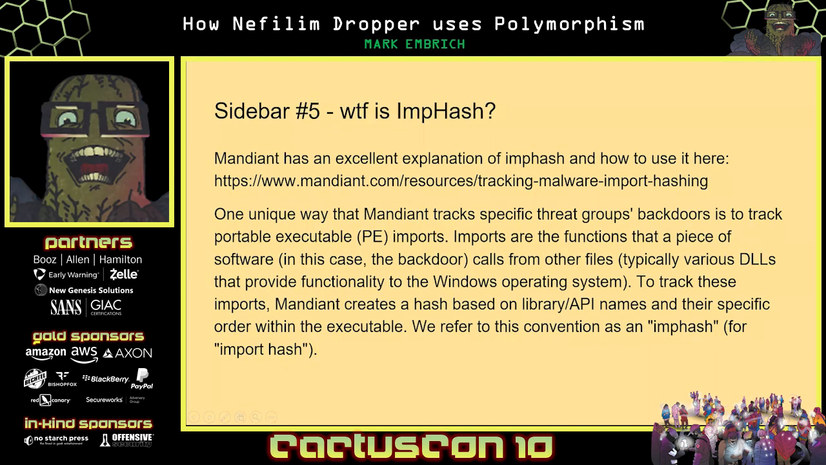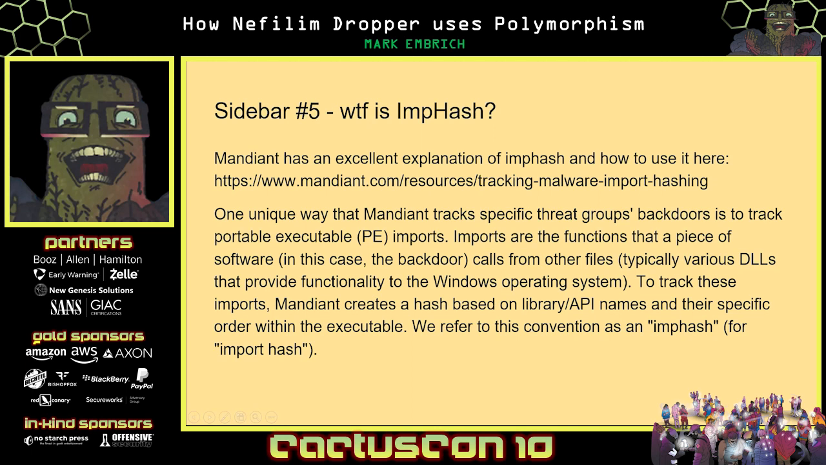Let's do another sidebar. Maybe you haven't heard of imp hash. So let's talk about what is an imp hash. Mandiant explains it really well in an article here. The gist of it is that a portable executable file uses Windows APIs for functions like load library, which can be used for process injection or running something. Write file can be used to write a file. When a portable executable, a PE file, makes a Windows API call, we call that an import, as in I'm importing this function.